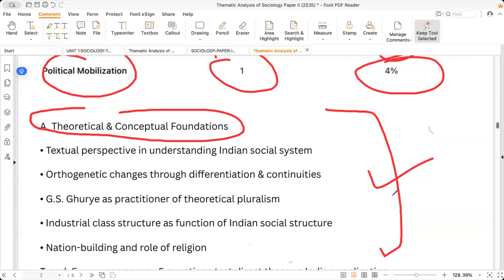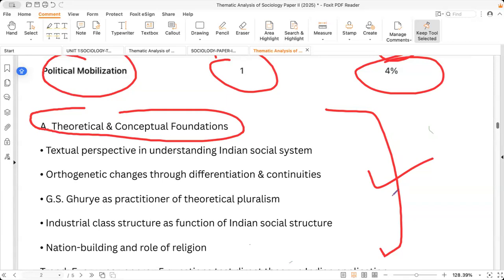Okay. So orthogenetic is something coming from within. Now how it is going through changes or how it is differentiating is something being asked every time. G.S. Ghurye as a practitioner of theoretical pluralism has been asked. But just see the last 10 years' papers and see how many times G.S. Ghurye has come.